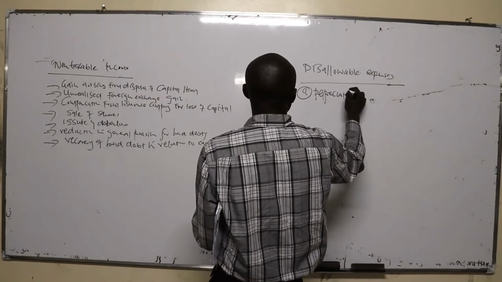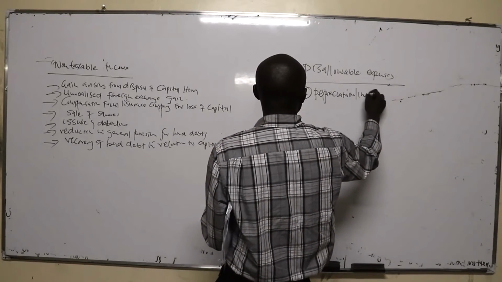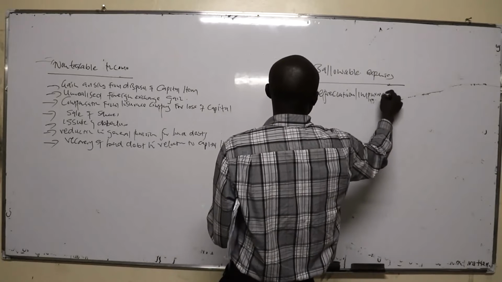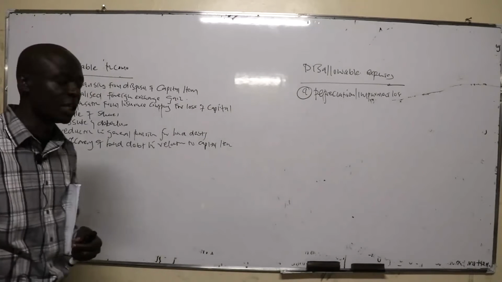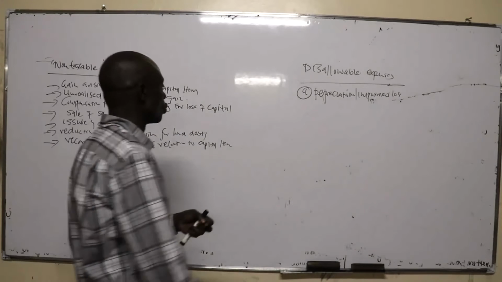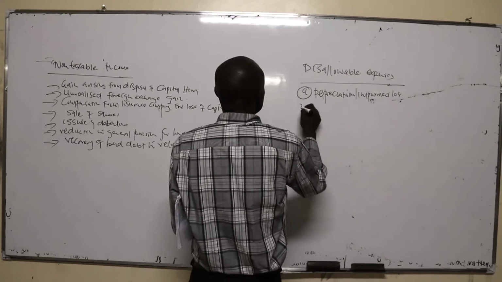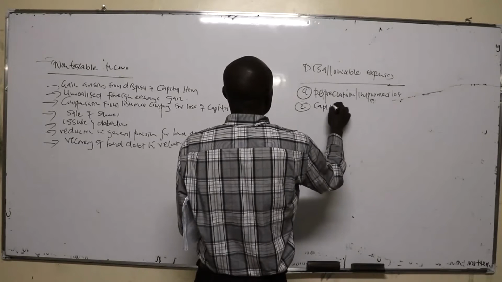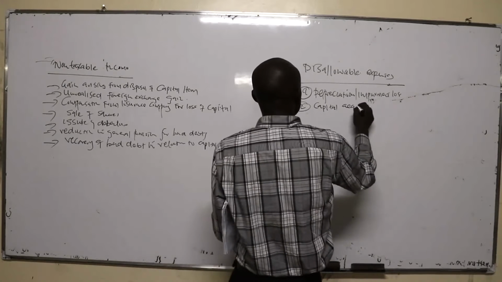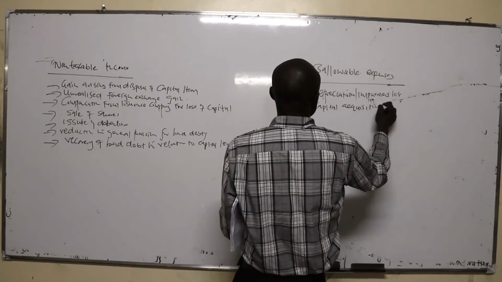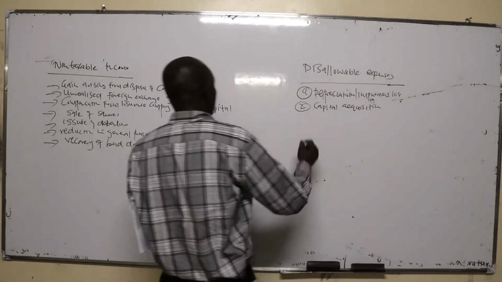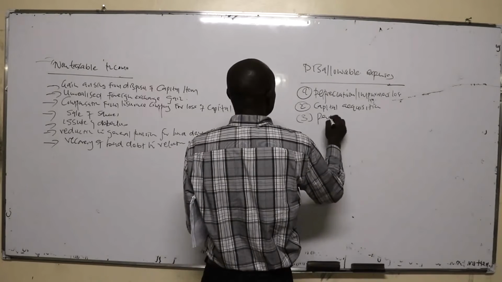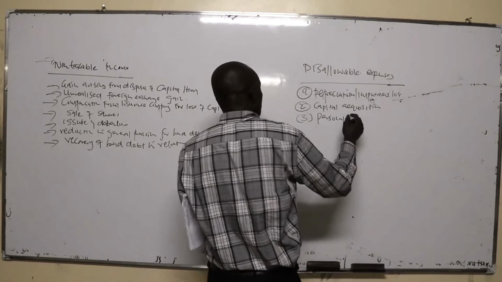Depreciation, impairment loss. Impairment refers to the loss of value of intangible assets. Depreciation is the loss of value of tangible assets. And then capital acquisition. When you acquire a capital item, the amount of money that you use to acquire a capital item is not allowed. Number 3, personal expenses are not allowed.